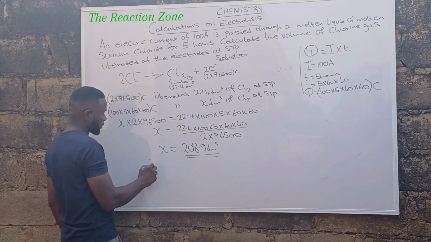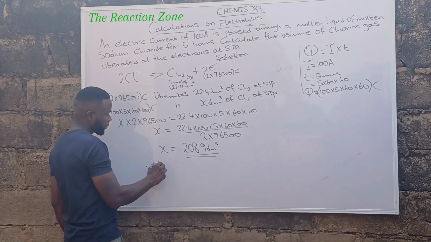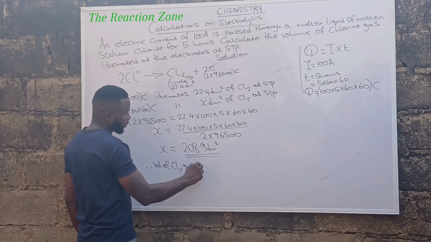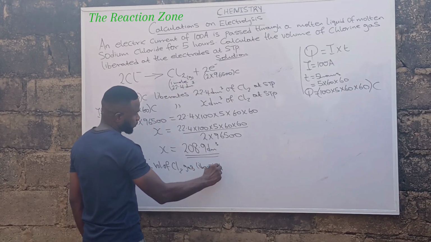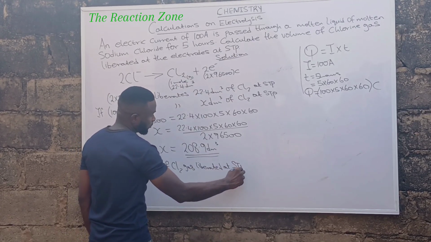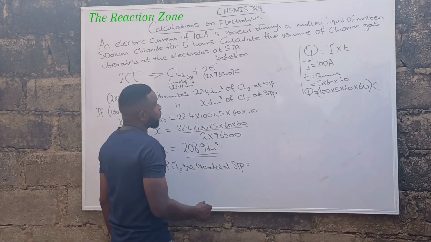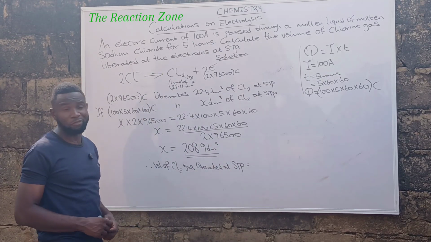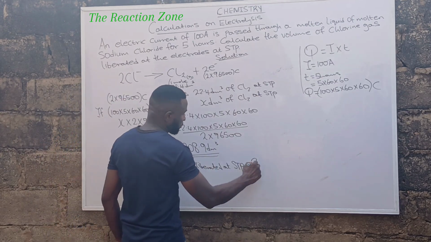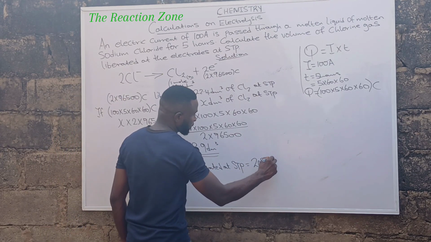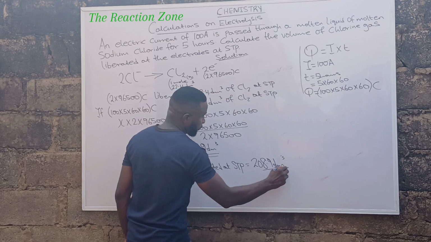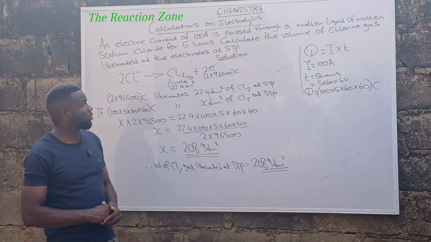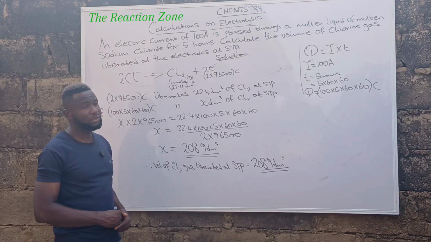So what this means is that the volume of chlorine gas that is going to be liberated at STP when a current of 100 amperes is passed for 5 hours is going to be 208.9 dm³. So I want to believe that the explanation of the solution to this question is clear.